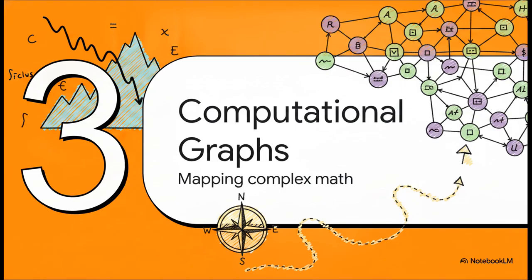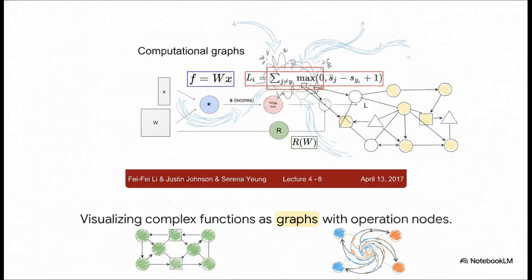Section 3. Mapping computational graphs. Now that we know we need to use exact calculus to find our way down this mountain, we run into a pretty huge problem. Modern AI models are intensely, mind-bogglingly complex. We can't just write out one giant calculus equation for them. It's impossible. We need a map. So instead of dealing with dense, impenetrable walls of calculus, like that intimidating formula for hinge loss right there, we do something brilliant. We break them down.